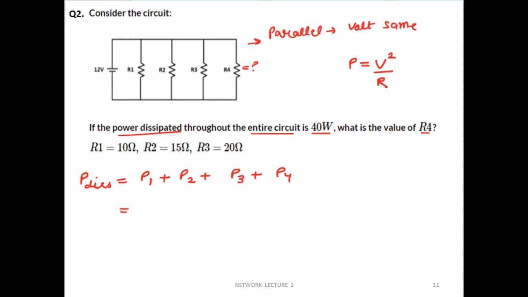because voltage is given. Okay, so total power dissipated is 40 watt. And so what is P1? P1 will be given by V square upon R1 plus P2 will be equal to V square upon R2 plus V square by R3. Voltage will remain same. Okay, so this will be V square by R4. So now let us simplify. R1 is 10 ohm, 15 and 20 ohm. Okay, so substitute the values.